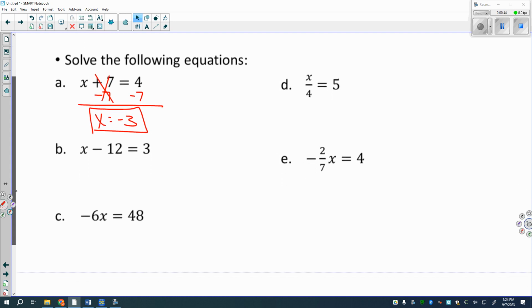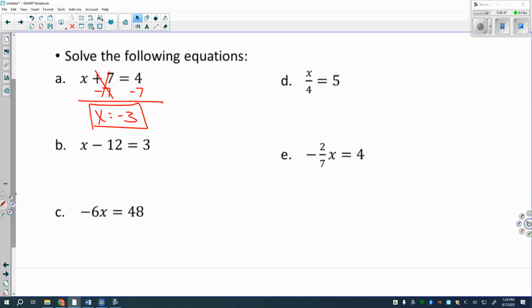Now, it doesn't matter which we have here. On B, it's the same kind of thing. It's just instead of adding, I'm subtracting here. So I add 12. I do the inverse operation. And then that adds to 0, and I get x equals, and then 3 plus 12 is 15.